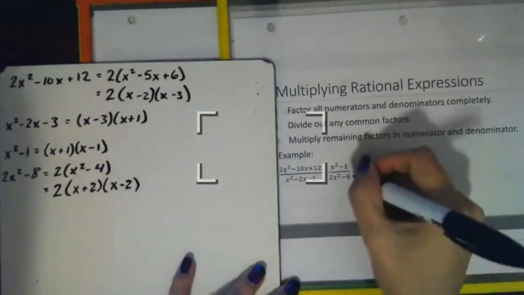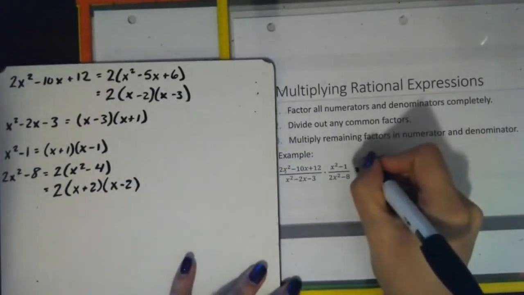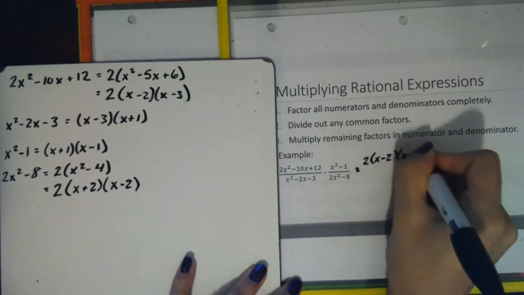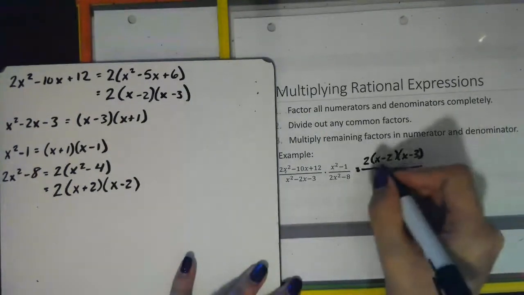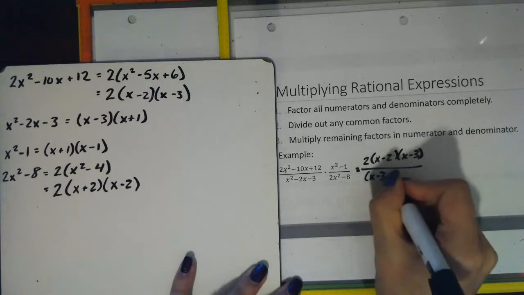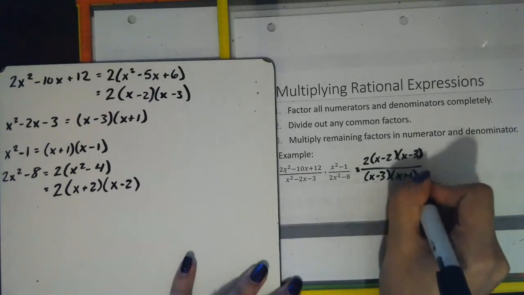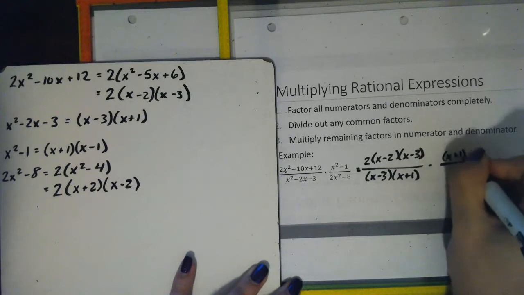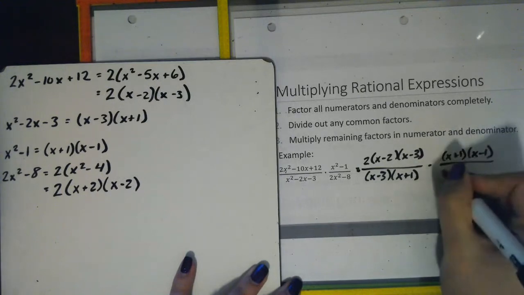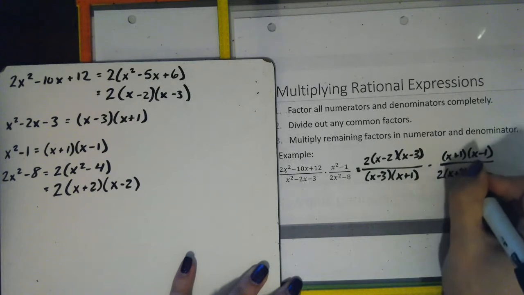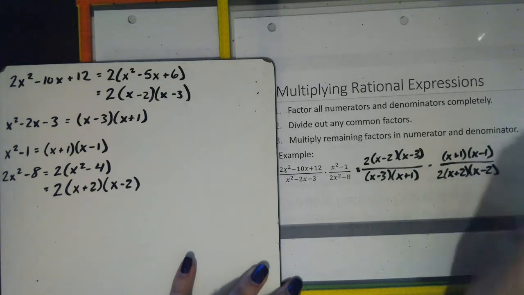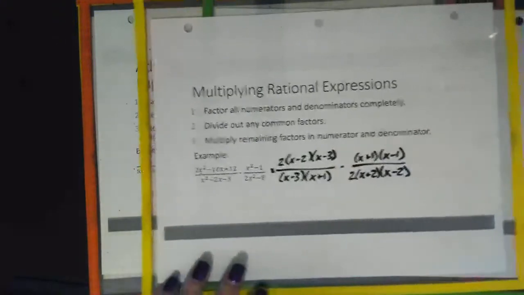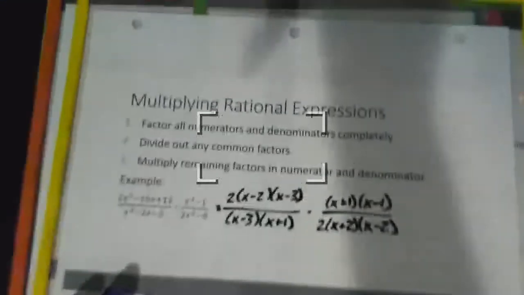So I'm going to be able to rewrite this as 2 times x minus 2 times x minus 3 over x minus 3 times x plus 1 times x plus 1 times x minus 1 over 2 times x plus 2 times x minus 2. Now that everything's factored, I can start simplifying.